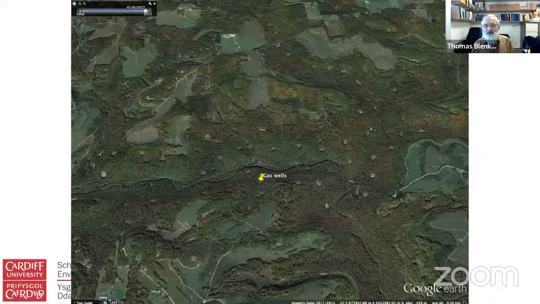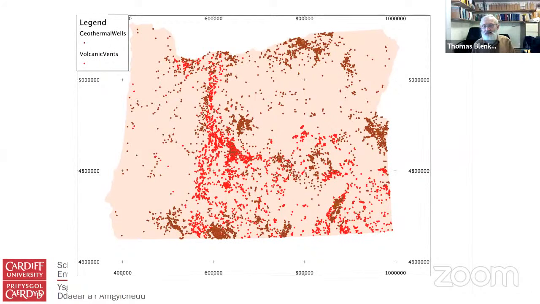So I also thought it'd be interesting to have a look at another very indirectly related topic to ore deposits, and that is geothermal energy. So here's a map of Oregon in which we're looking both at geothermal wells using geothermal energy in brown and volcanic vents in red. Different patterns, and obviously the wells are clustered around centers of population, whereas the volcanic vents themselves show a more geologically controlled pattern.